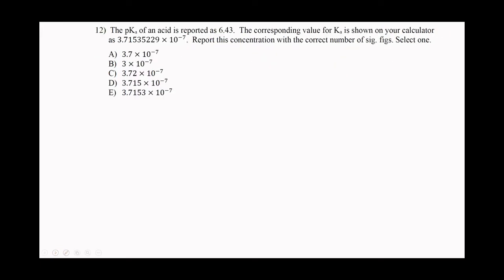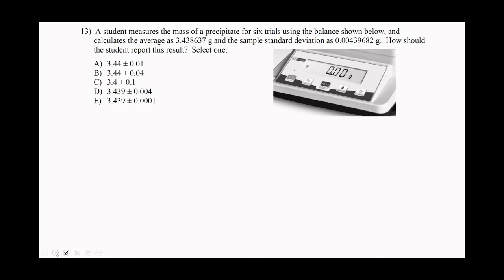Okay, the pKa of an acid is reported as 6.43. The corresponding value for Ka shown in your calculator is 3.71535 and so on times 10 to the minus 7. Report the concentration with the correct number of sig figs. Remember, a pKa is a logarithm, so the sig figs are all to the right of the decimal place. In this case, 2 sig figs, which means our answer can only have 2 sig figs. So the only one here that has 2 sig figs is 3.7 times 10 to the minus 7.